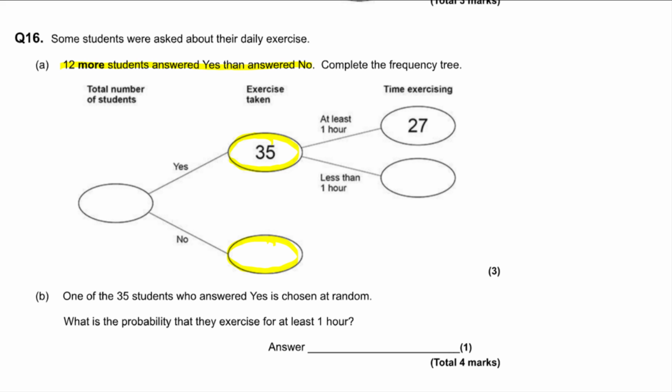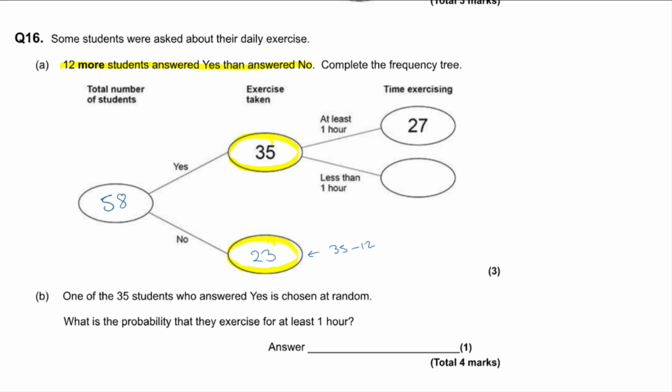So if 35 people said yes and 12 more people said yes than no, then this box down here must be 35 subtract 12, mustn't it? So what's 35 subtract 12? 35 subtract 12 is 23. So I must have had 23 people saying no. So then altogether, how many people were there? So if I add these two together, 35 plus 23, that comes to 58. So there must have been 58 people altogether.